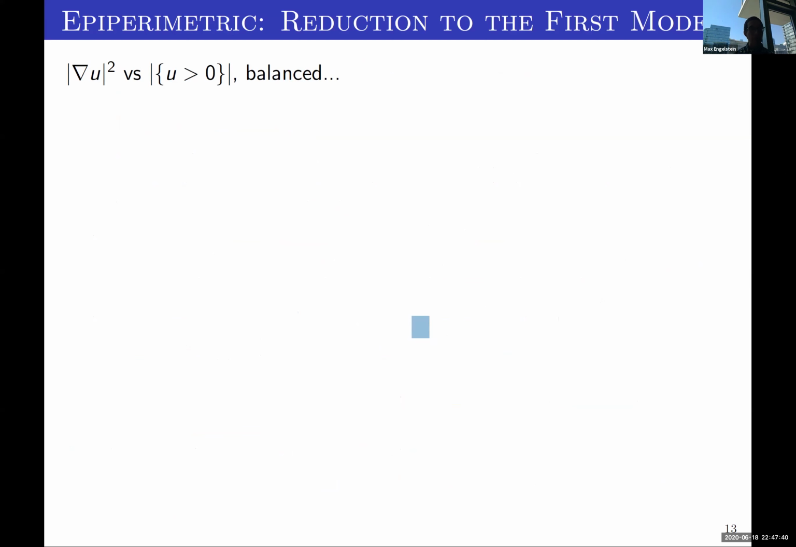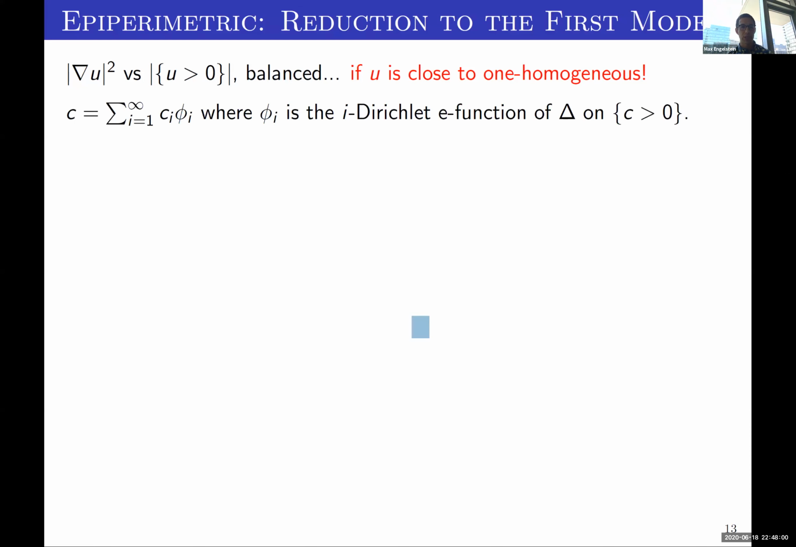And these terms are very balanced when U is close to being one homogeneous, right? If one of the terms dominated the other, then it wouldn't be that difficult. It would either be a harmonic function or it would be an area minimizer. But because the two terms are balanced, you really have to deal with them both at the same time. But they're only balanced when U is close to one homogeneous. So what you can do is you can write your function C. Remember, we start with a C in L2 of B1, or partial B1. You can write it as a sum of the Dirichlet eigenfunctions of the Laplacian on its positivity set.